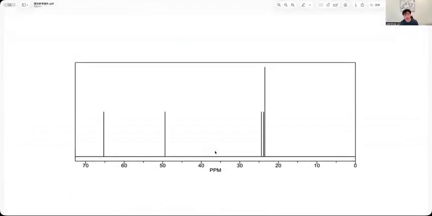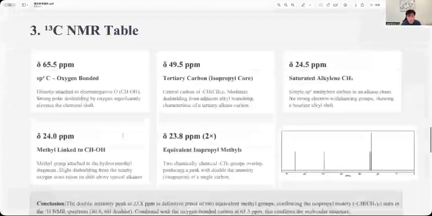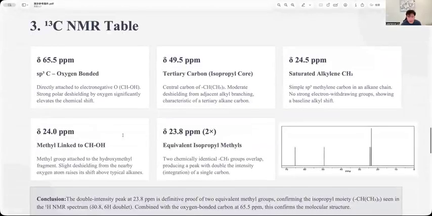Next, we analyze the carbon-13 NMR spectrum. We first locate all 5 distinct signals on the diagram. Here are the 5 signals. These signals represent different types of carbon atoms. The signal at 65.5 ppm is characteristic of the carbon directly bonded to oxygen, confirming our CH-OH group.